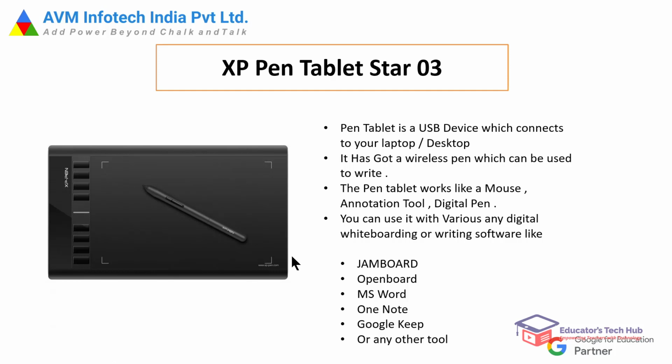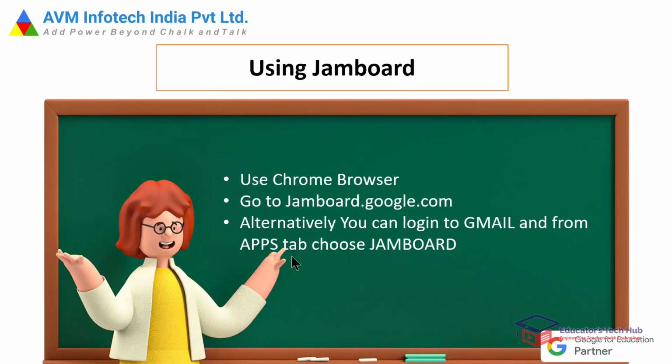Now we can use the pen tablet with a number of softwares. One of the simplest tools to use would be Google Jamboard. Now what's a Google Jamboard and how do we go to Google Jamboard? I'm sure you might be using a Chrome browser. So just go to the Chrome browser and type in jamboard.google.com, or if you have a Gmail ID, just log into your Gmail ID and click on the apps tab, where you will see a number of softwares, amongst which you can choose Jamboard.